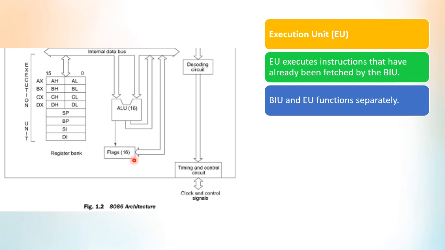And these are the internal data buses for effective communication between different units. And this is the decoding circuit used for decoding the instructions. And we have the timing and control circuit. So this one is the execution unit of the 8086 microprocessor, which executes instructions that have been fetched by the bus interface unit.